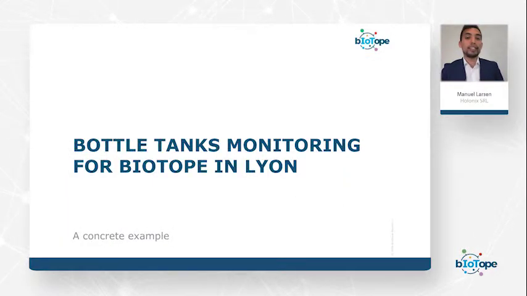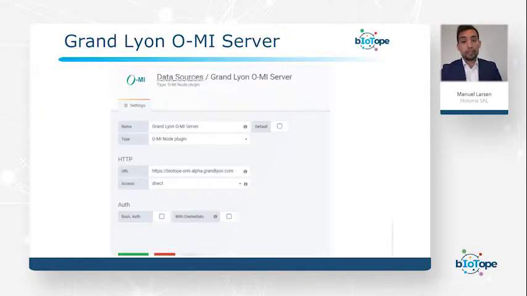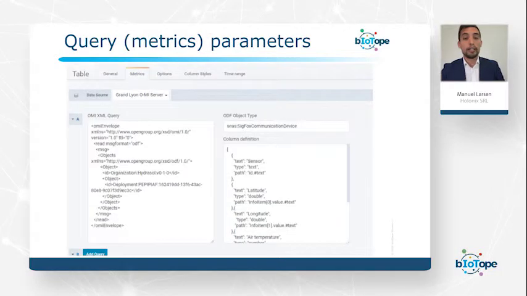But now let's see a concrete example of the OMI Grafana connector, the bottle tanks monitoring for bIoTope in Lyon. Here we can see the OMI Datasource plugin among the other available plugins of Grafana on the second row on the right. As before, we can configure the data source to point to the OMI node of Lyon, which has a direct access, so we don't have to configure the basic auth, neither the with credentials flag. Next, we configure the query using the same parameters described before.